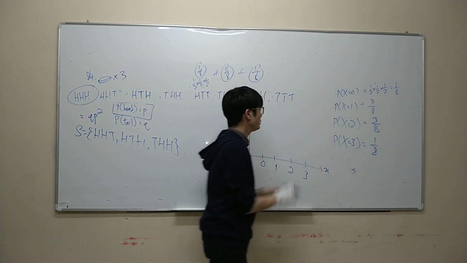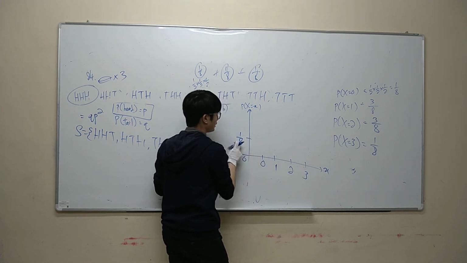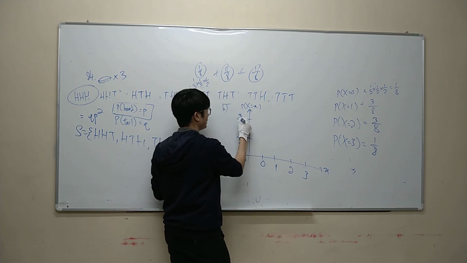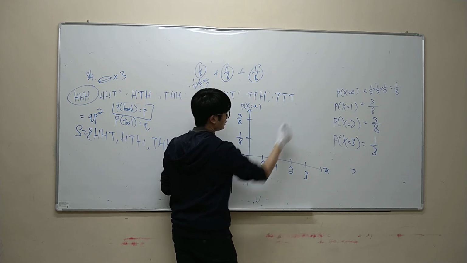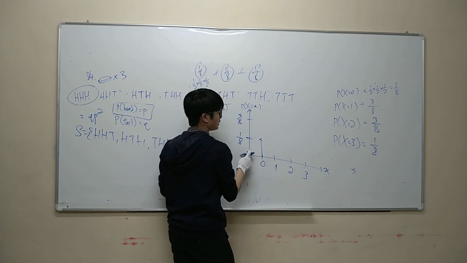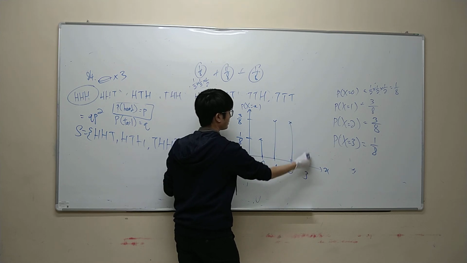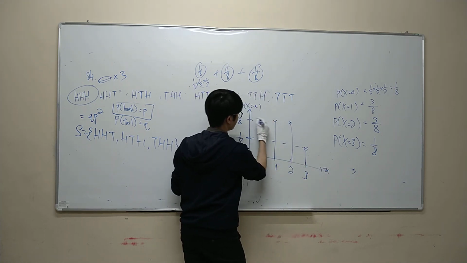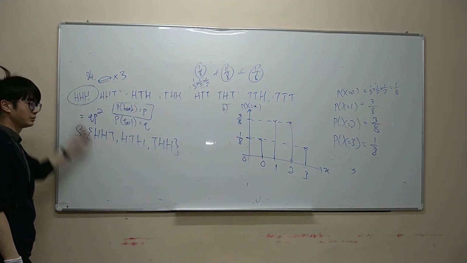So now I can plot 1 over 8 and 3 over 8. You choose a place and label it 1 over 8, and choose a slightly higher place and label it 3 over 8. Then P(X = 0) is 1 over 8, so draw up to here. Then here draw up to 3 over 8, here also up to 3 over 8, and this one draw up to 1 over 8, following P(X = 3). Right? That's how you draw the binomial distribution graph.